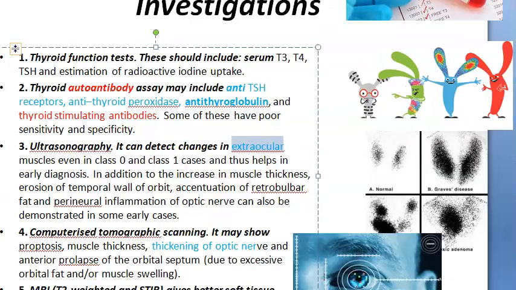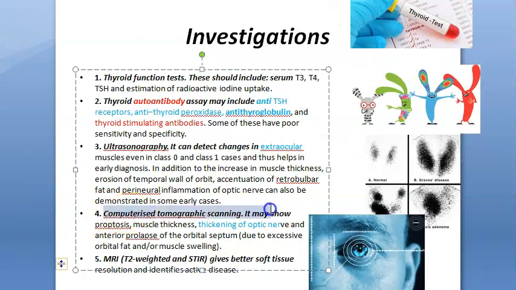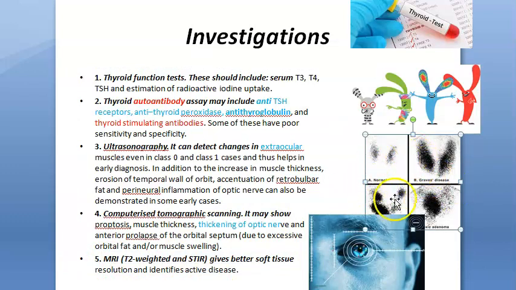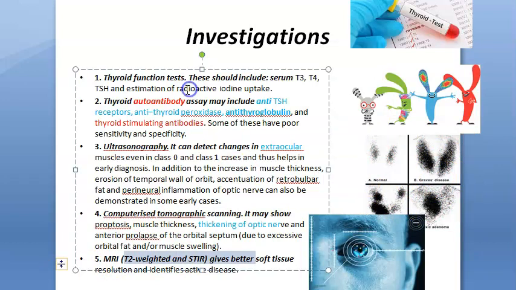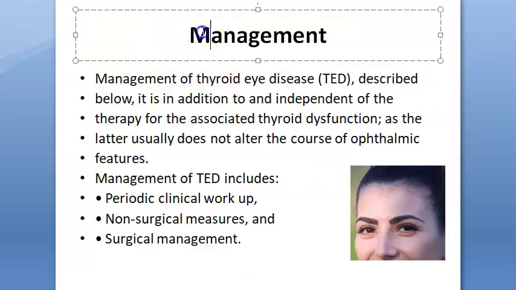So you will do ultrasonography, then you will check computerized tomographic scanning of the optic nerve, you will check MRI. This is what? What is this called? Is there any uptake? Some uptake of radioactive substance by chance?